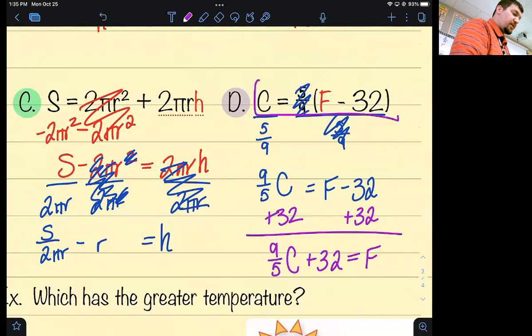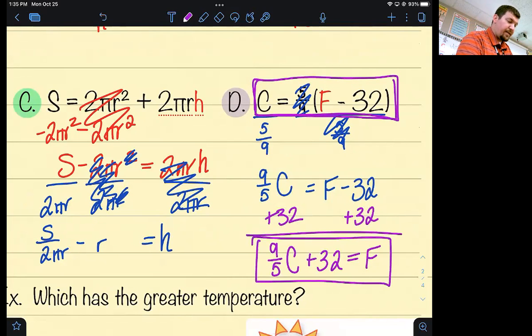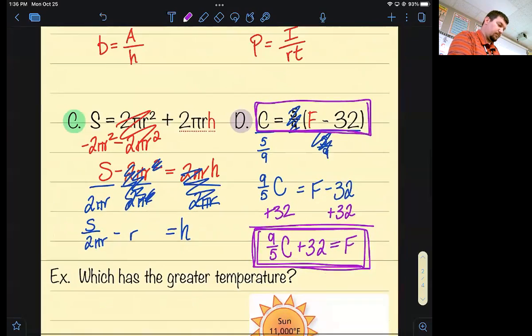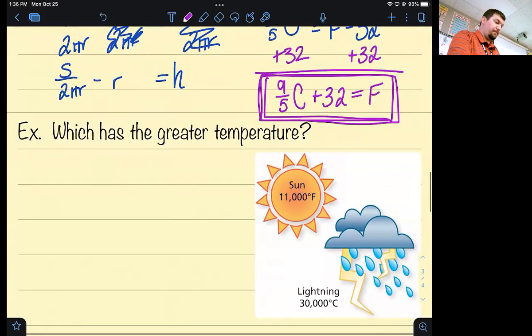So I have one equation that's useful for turning Fahrenheit into Celsius, and then I've got another equation down here that's useful for turning Celsius back into Fahrenheit. They're inverses of each other. In fact, we're going to do that right now.